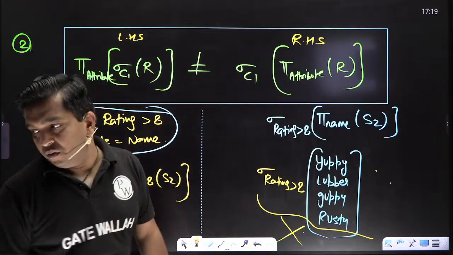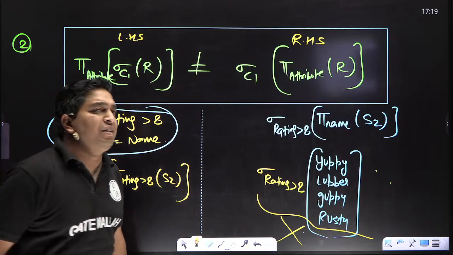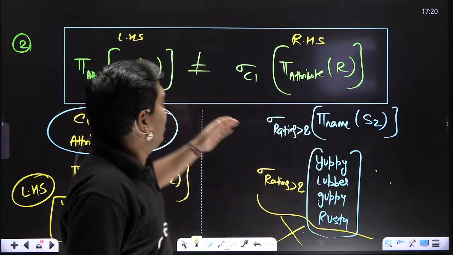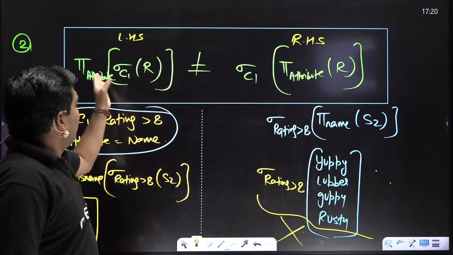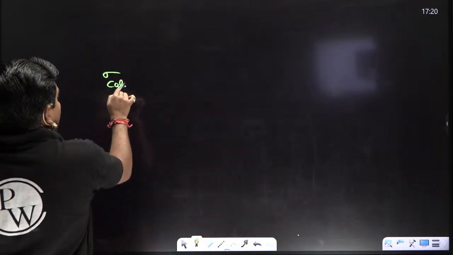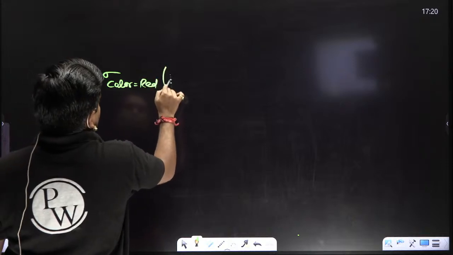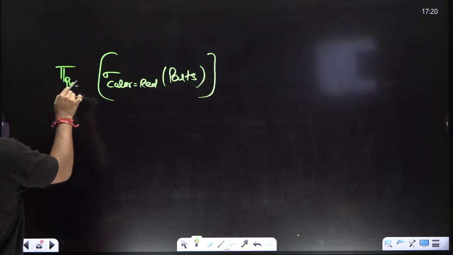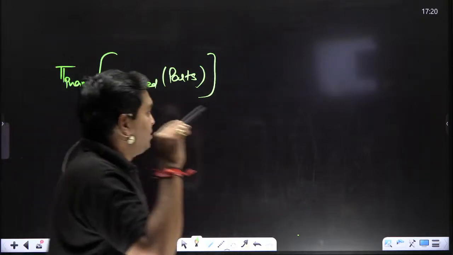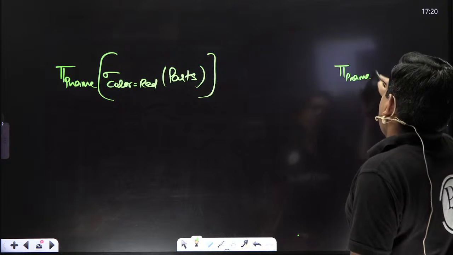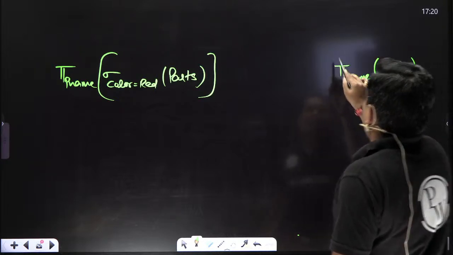No, children, no. If yes, then kindly write in the chat box. What I am telling is, whenever you fetch the first tuple, then you apply the attribute. Assume one example also: you want to find color equal to red from the parts table, then find the parts name. Or here you write: first find the parts name from the parts table, then apply color equal to red.